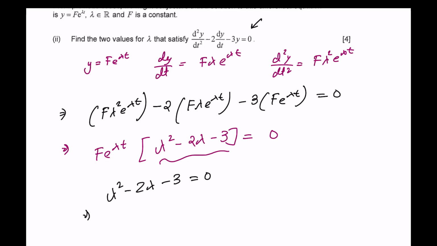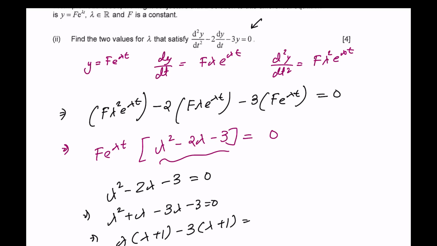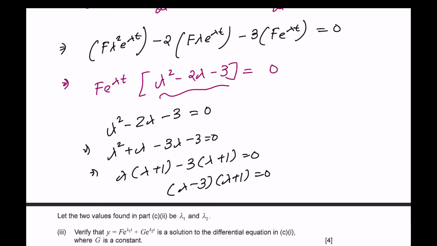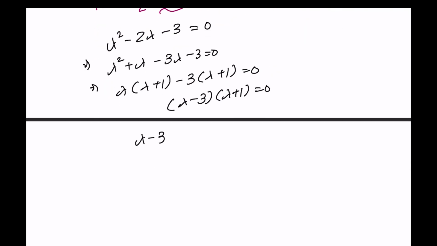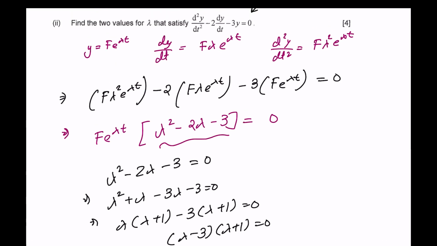And I believe we can factor this equation. Lambda squared plus lambda minus 3 lambda minus 3 equals 0. This becomes lambda times lambda plus 1 minus 3 times lambda plus 1 equals 0. So lambda minus 3 times lambda plus 1 equals 0. The two values of lambda are lambda minus 3 equals 0 and lambda plus 1 equals 0, so lambda equals 3 and lambda equals minus 1. These are the two values of lambda that will satisfy the given differential equation.